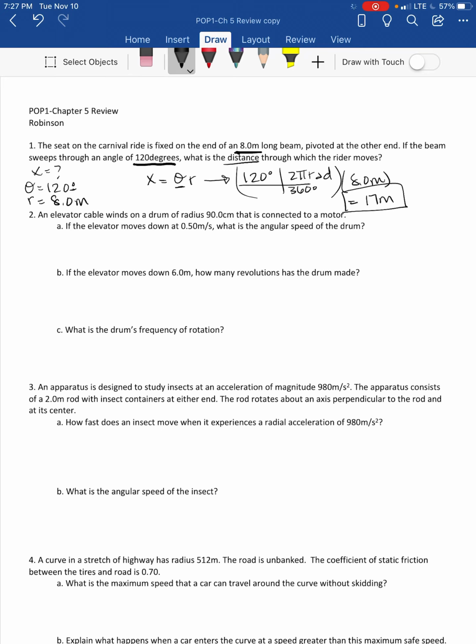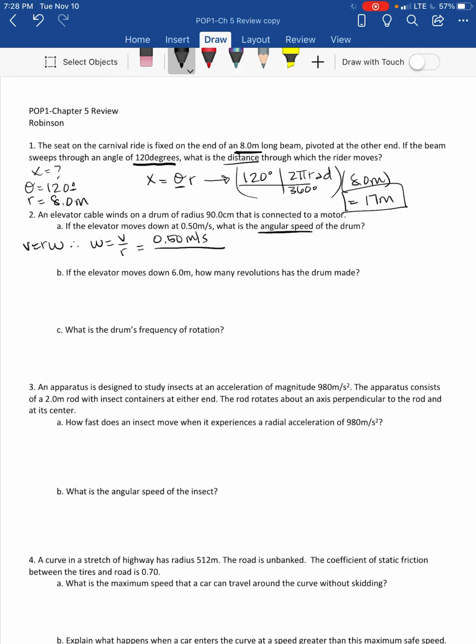An elevator cable winds on a drum of a radius of 90 centimeters that's connected to a motor. If the elevator moves down at 0.5 meters per second, what's the angular speed? So angular speed, that's W. Okay, so go through your equations. What do you have? Well, you have one that looks like this, right? Or WR, however you want to say it. And if you rearrange that to solve for angular speed, then you end up with this equation. So, do we have all of that? Yes, we do.